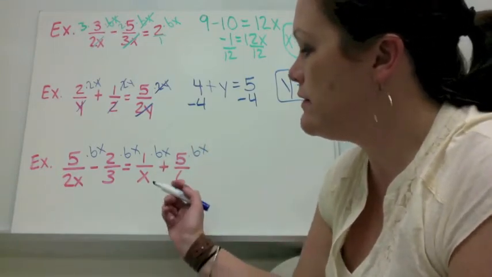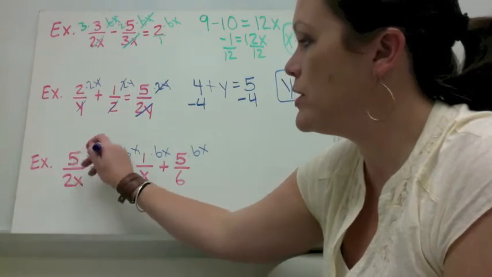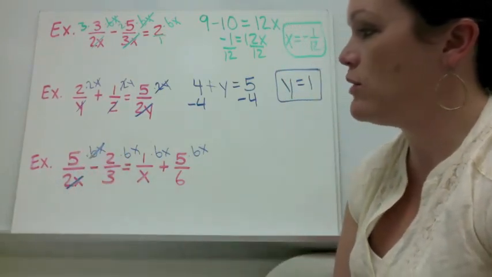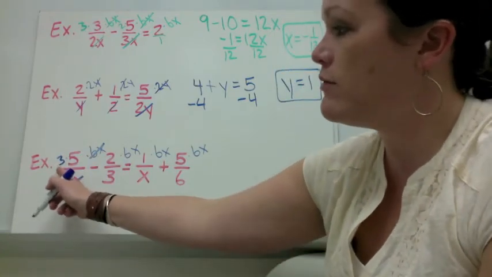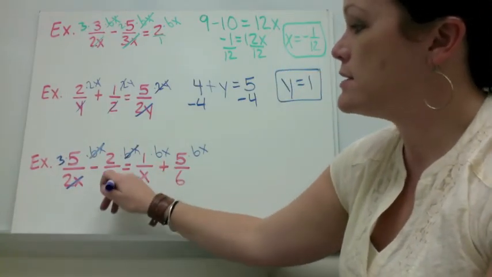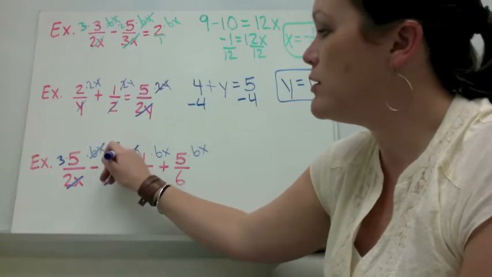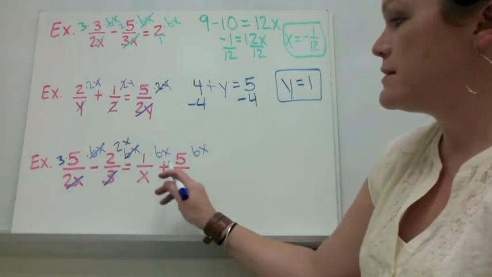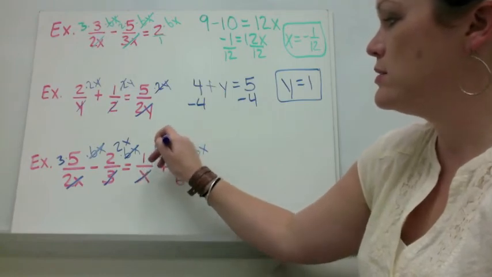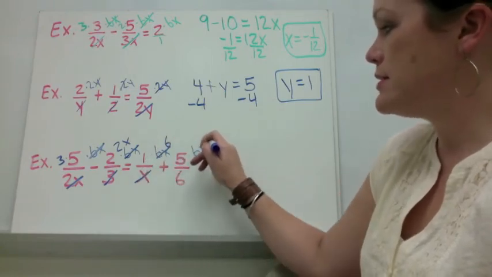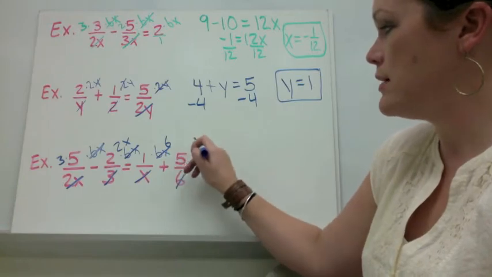So 6x divided by 2x, we go through and cancel each one and reduce it down, would leave us with 3. So 6x divided by 2x left me with 3. 6x divided by 3 would leave me with 2x. 6x divided by x will leave me with 6, and 6x divided by 6 will leave me with x.